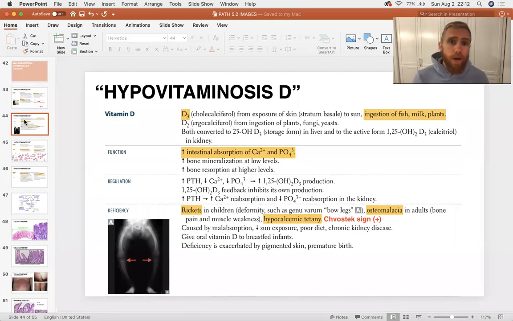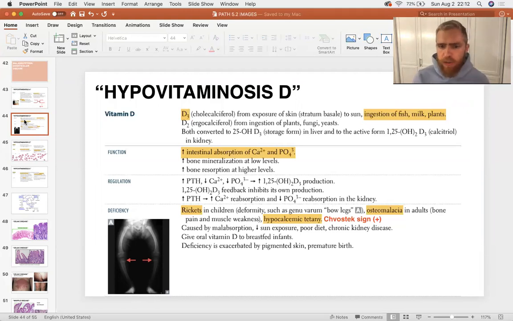Hypovitaminosis D, you should know vitamin D is involved in bone health, and so the predominant presentation of a low vitamin D level is going to be rickets in kids, and we call that osteomalacia in adults, because you need vitamin D to not only absorb calcium and phosphate from the intestine, but to push it into bones. And so if you don't have vitamin D, your calcium is eventually going to drop. And so if your calcium drops, you can go into what's called hypocalcemic tetany, where your muscles start clenching up.